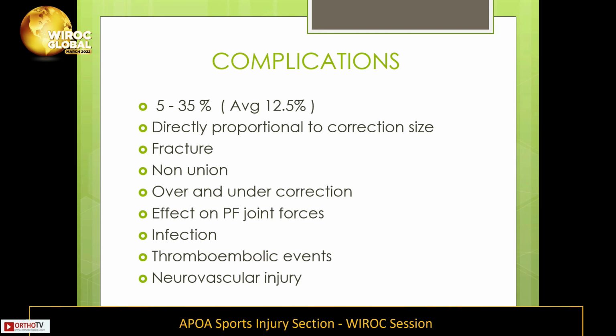All surgical procedures do have complications, and the range of complications is about 12.5%. That is directly proportional to the size of correction we have achieved. The major complications can be a fracture, non-union of the osteotomy site, and over and under correction. There is also definitely an effect on patellofemoral joint forces because of the advancement or relatively lower level of the tibial tuberosity. Any surgical process can have infection, thromboembolic events, and neurovascular injury. So we must be well prepared for any of these complications, and we should have all the backups required to deal with them.